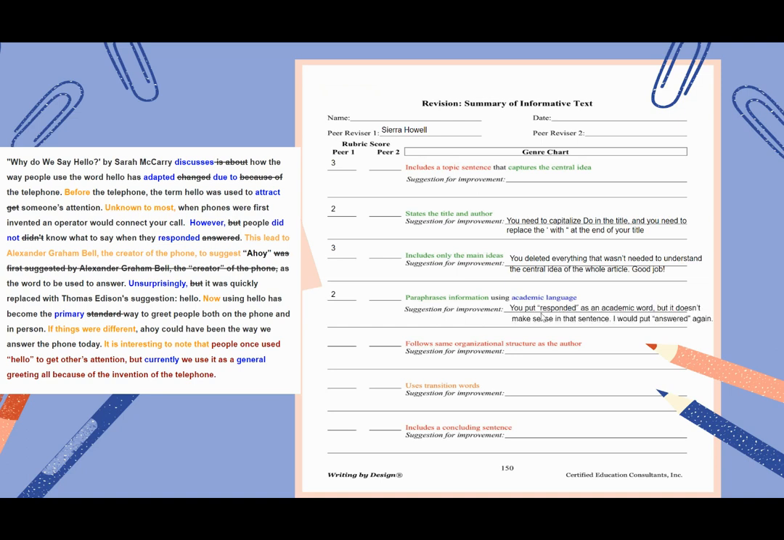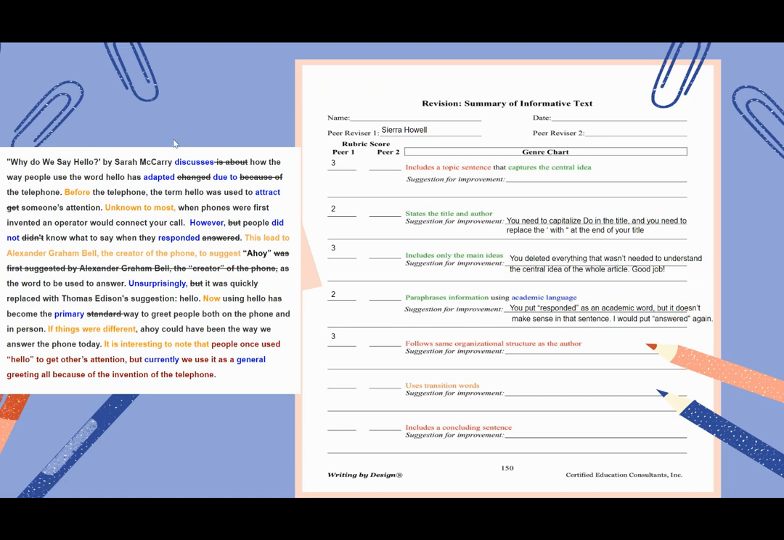It said you put "responded" as an academic word, but it doesn't make sense in that sentence. I would put "answered" again. So they're talking about right here. I said that the people didn't know what to say when they responded, and they felt like that didn't make sense. If it doesn't make sense, I didn't do a good job with my academic language and I made my writing worse. So they're saying to use "answered" again so that it makes better sense. That's perfect feedback.